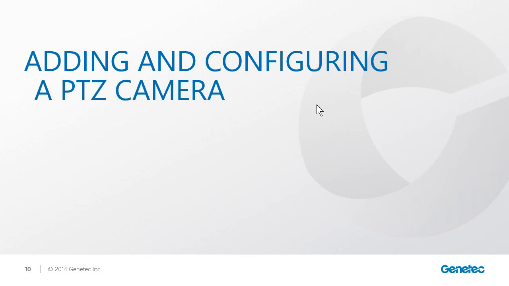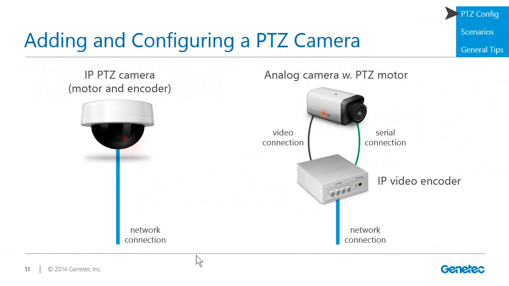Okay, so let's start out by taking a look at how to add a PTZ camera when using an IP camera or an IP encoder connected to an analog camera. The difference between the two is that an IP camera is an all-in-one unit, where the PTZ motor is connected to the camera and everything is added as one unit.